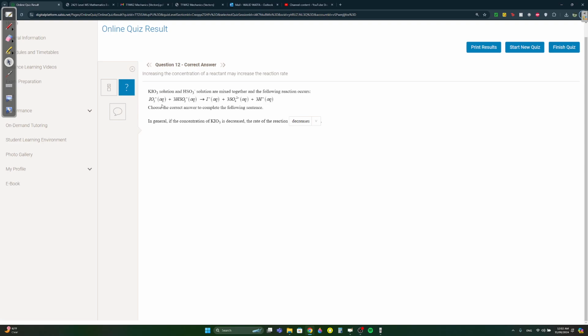You have this reaction, IO3 and HSO3, whatever. In general, I don't know why I put K. If the concentration of IO3 is decreased, what happens to the rate of reaction? Surely, this is in the reactants, so if you decrease the concentration of the reactant, what will happen to the rate? It will decrease.